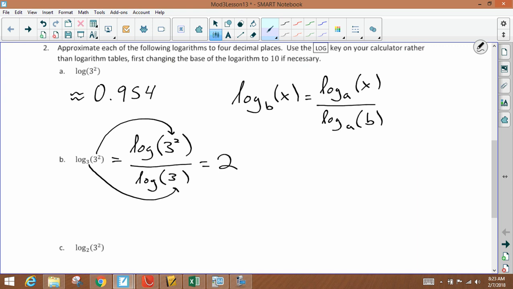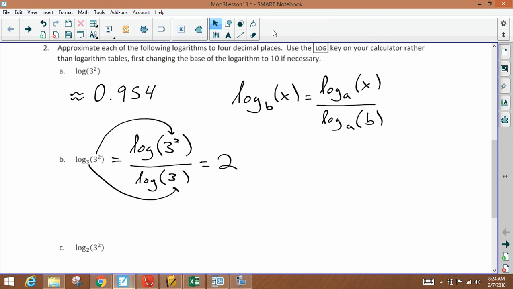How did I know that? 3 to what power is 3 squared? Remember that that's how we calculate logarithms, right? So this one actually has a whole number answer.